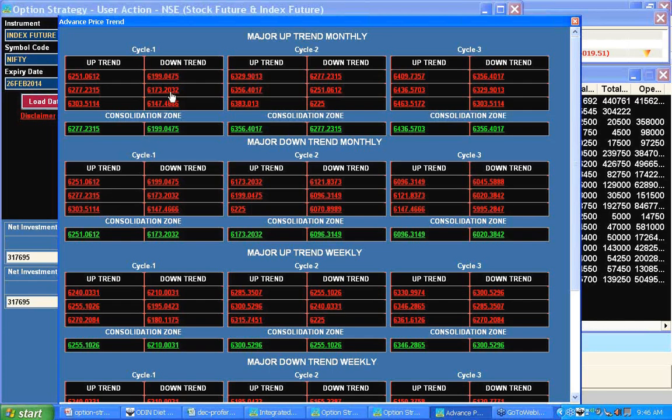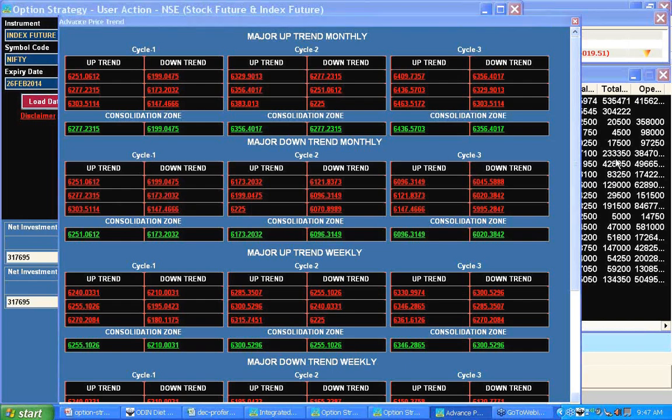downtrend cycle 1 has starting from 6251, 6199, 6173 and 6147. I am at 6225 level currently. So I am in this band of 6277 to 6199. This is the first consolidation band.